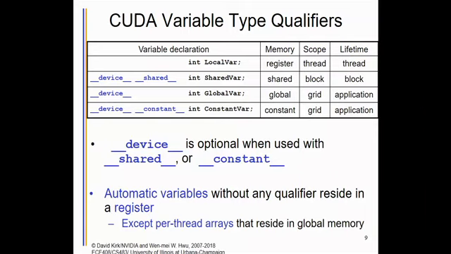Now, if you want to use shared memory, which you will not use until MP3, you can declare a variable in the kernel and use the two keywords __device__ and __shared__ in front of the variable declaration. You can actually omit __device__ and it will still work, so you can just say __shared__. But strictly speaking, it's __device__ and __shared__.